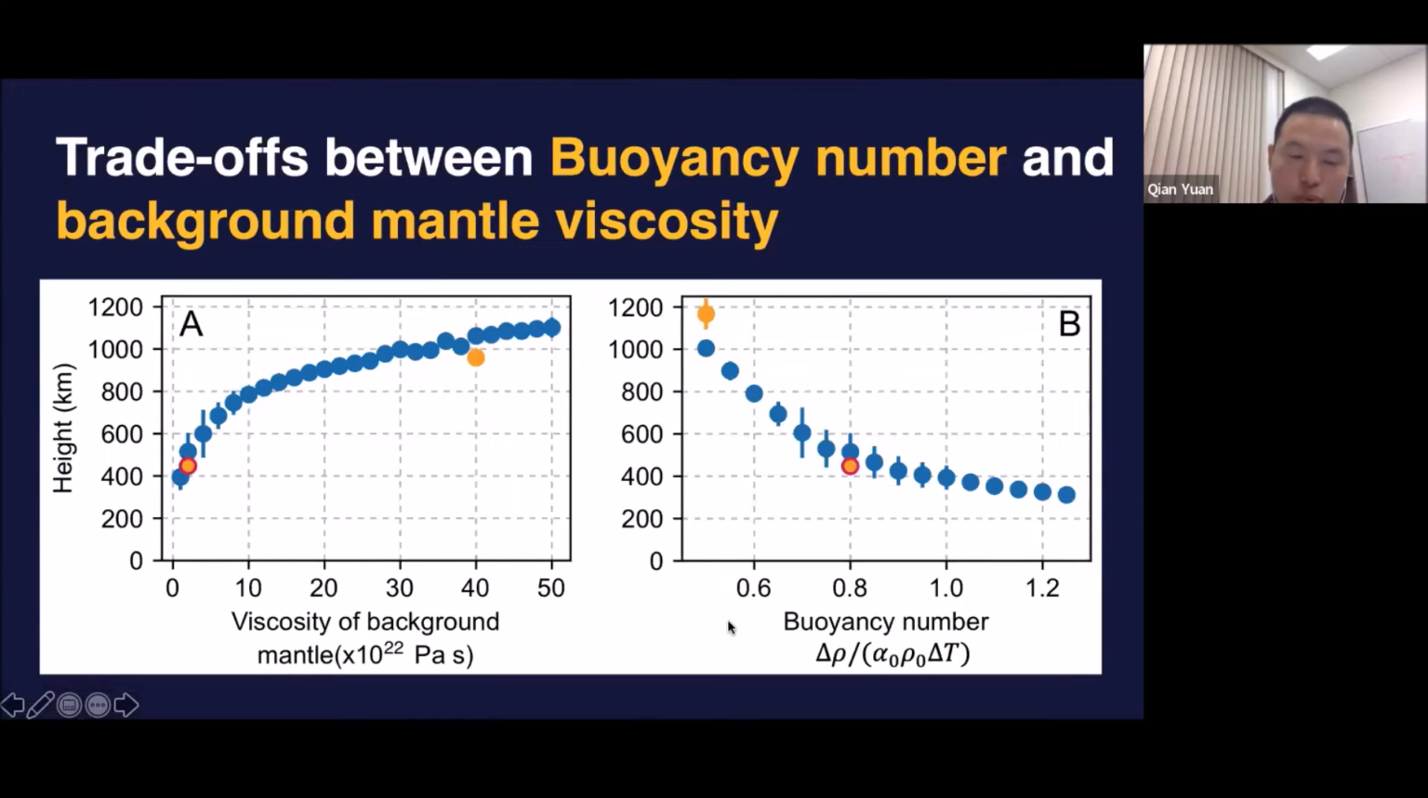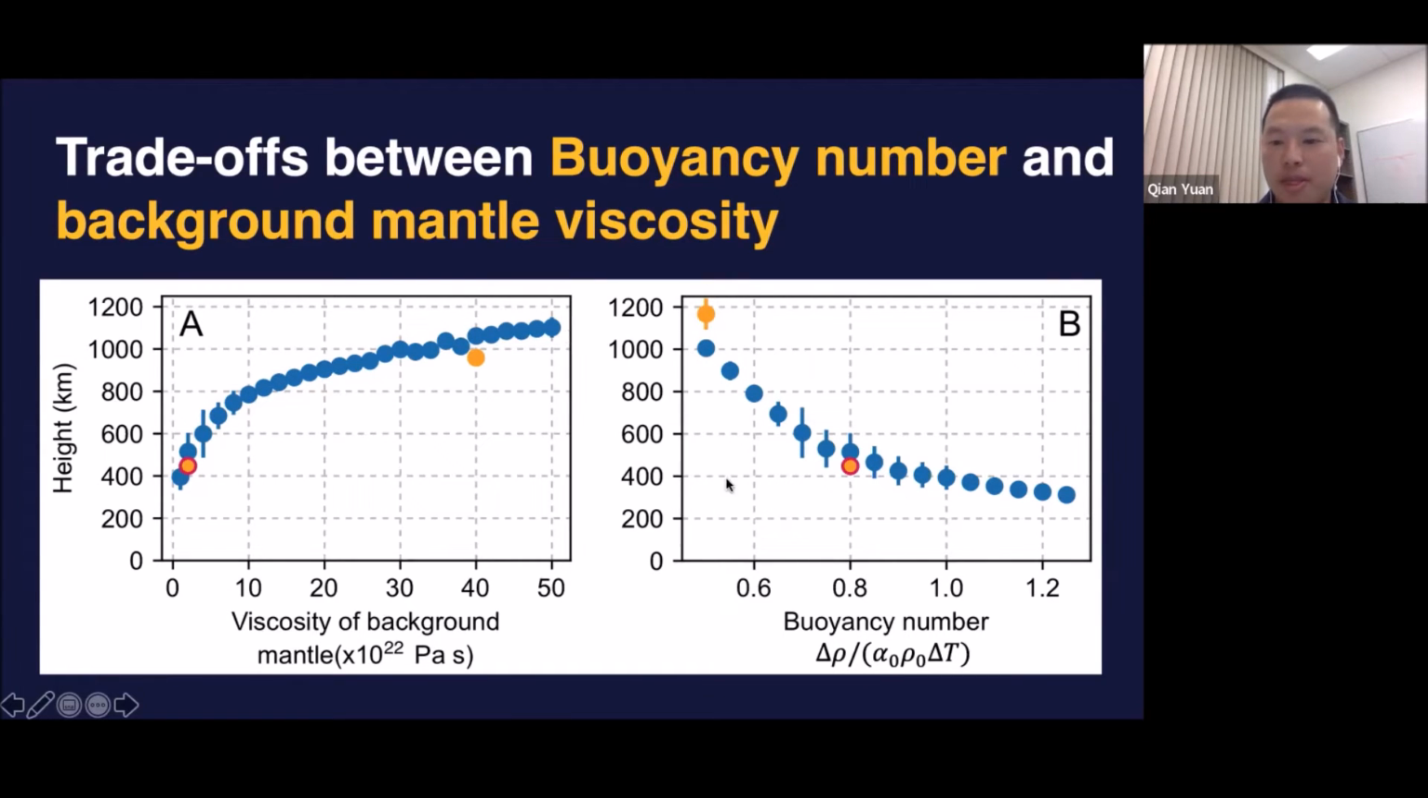Then there are the other two parameters, which are very important. One is the background mantle viscosity, and another is the buoyancy, which is about the density contrast between the pile and the background mantle. In this plot, we can see that if you have a higher background mantle viscosity, the viscous coupling will be stronger, and then the pile will be higher. Initially it grows higher, but when the viscosity is larger than some value, the increasing trend slows down.